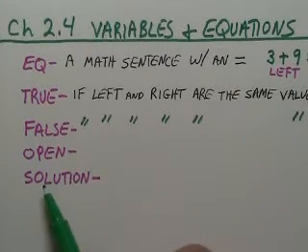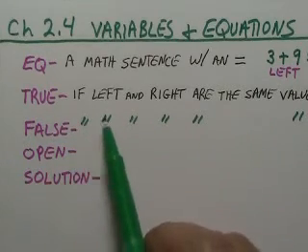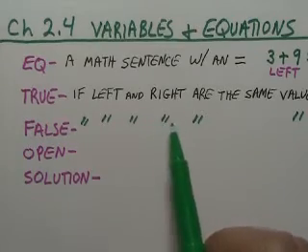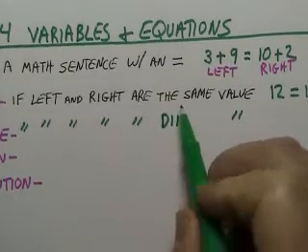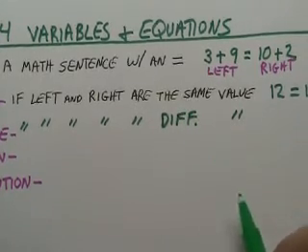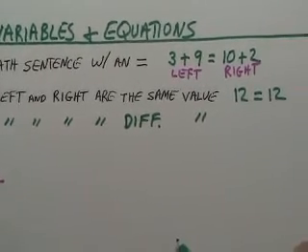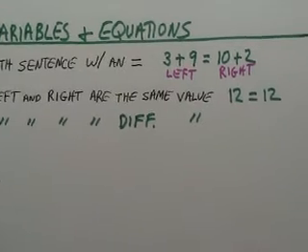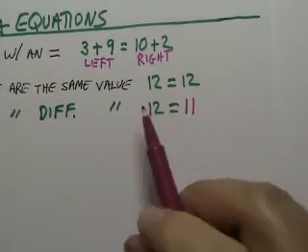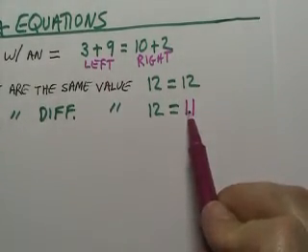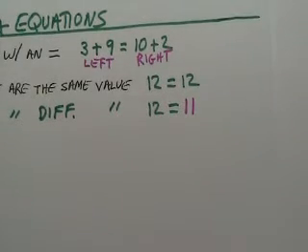Okay, I'm going to use a bunch of ditto marks here. So now we know it's true if the left and right are the same. False, if the left and right are different values. That's when it's false, if they're different. So for example, if I have 12 equals 11, if the left side is 12 and the right side is 11, then the equation is false because the left side doesn't equal the right side. It's different.